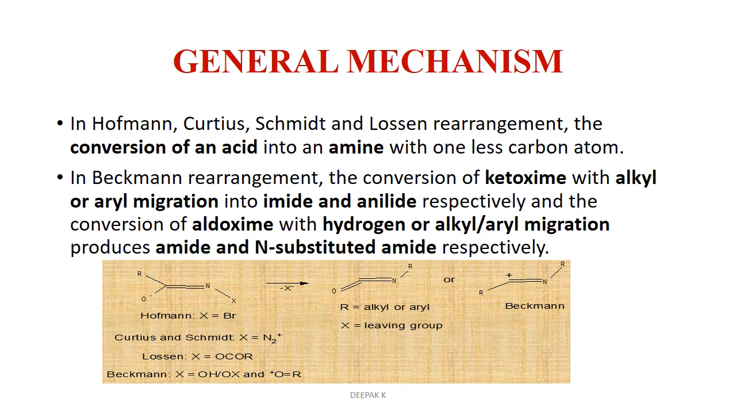And that is generally represented like this. Look at that. You have R C double bond N X, right? And what is happening? In the case of Hofmann, that leaving group X will be bromine, and in Curtius and Schmidt, that will be N2 plus, that is nitrogen is leaving. In the case of Lossen, it is OCOR. What does that mean? OCOR means a carboxylate anion is leaving. And in the case of Beckmann, it can be an OH group, OX group or RO positive group.